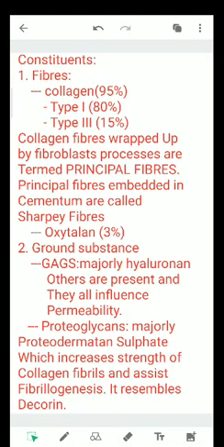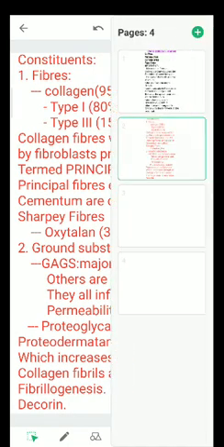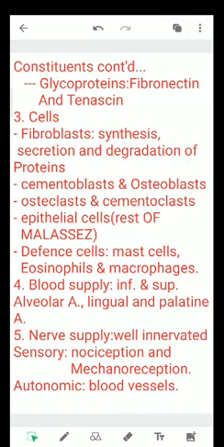Now, another constituent is your ground substance, which is made up of GAGs, proteoglycans, and glycoproteins. Your GAGs, majorly your hyaluronan, others are there, and they majorly influence permeability of this periodontal ligament. Proteoglycans, on the other hand, we have majorly the proteodermatan sulfate, which increases strength of collagen fibrils and assists fibrillogenesis, and it actually resembles decorin present in the skin. Moving on. The glycoproteins present include the fibronectin and tenascin.